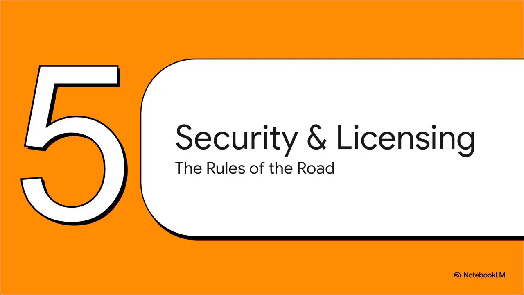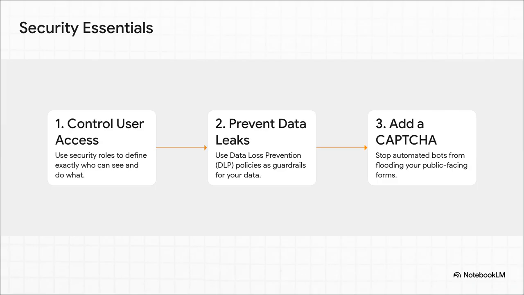We are almost there. But before we wrap up, we have to cover the real-world rules of the road. In this last section, we're going to quickly cover the absolute essentials of security and licensing so you can use this platform responsibly and not get in trouble. Security can sound really intimidating, but let's just boil it down to 3 key things. First, control who can see and do what. That's done with security roles. It's just common sense. Second, you have to prevent data leaks. You can create these things called data loss prevention policies, or DLP, that act like guardrails so someone can't accidentally post sensitive company info to, say, Twitter. And a super simple but effective tip for any public forums: add a CAPTCHA. It'll save you from getting spammed by bots.